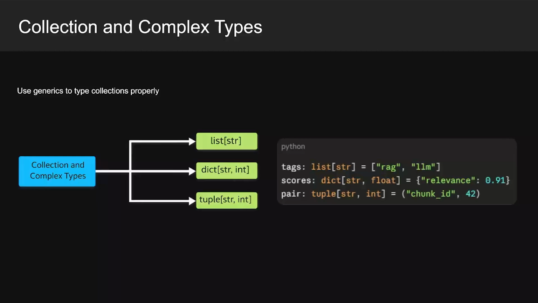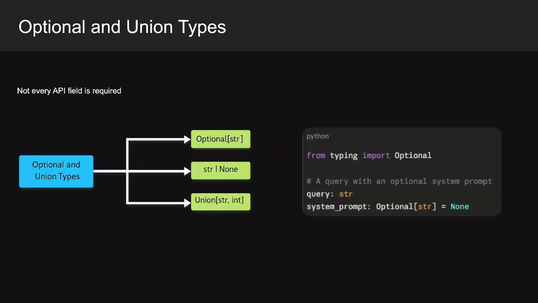Beyond primitives, you will regularly work with collections: a list of messages in a chat history, a dictionary of metadata, a batch of inputs. Python lets you type these properly using generics. List of string means a list where every item must be a string. Dictionary of string comma float means a dictionary with string keys and float values. This level of specificity matters in FastAPI because it tells Pydantic exactly what to validate inside your collection, not just at the top level.